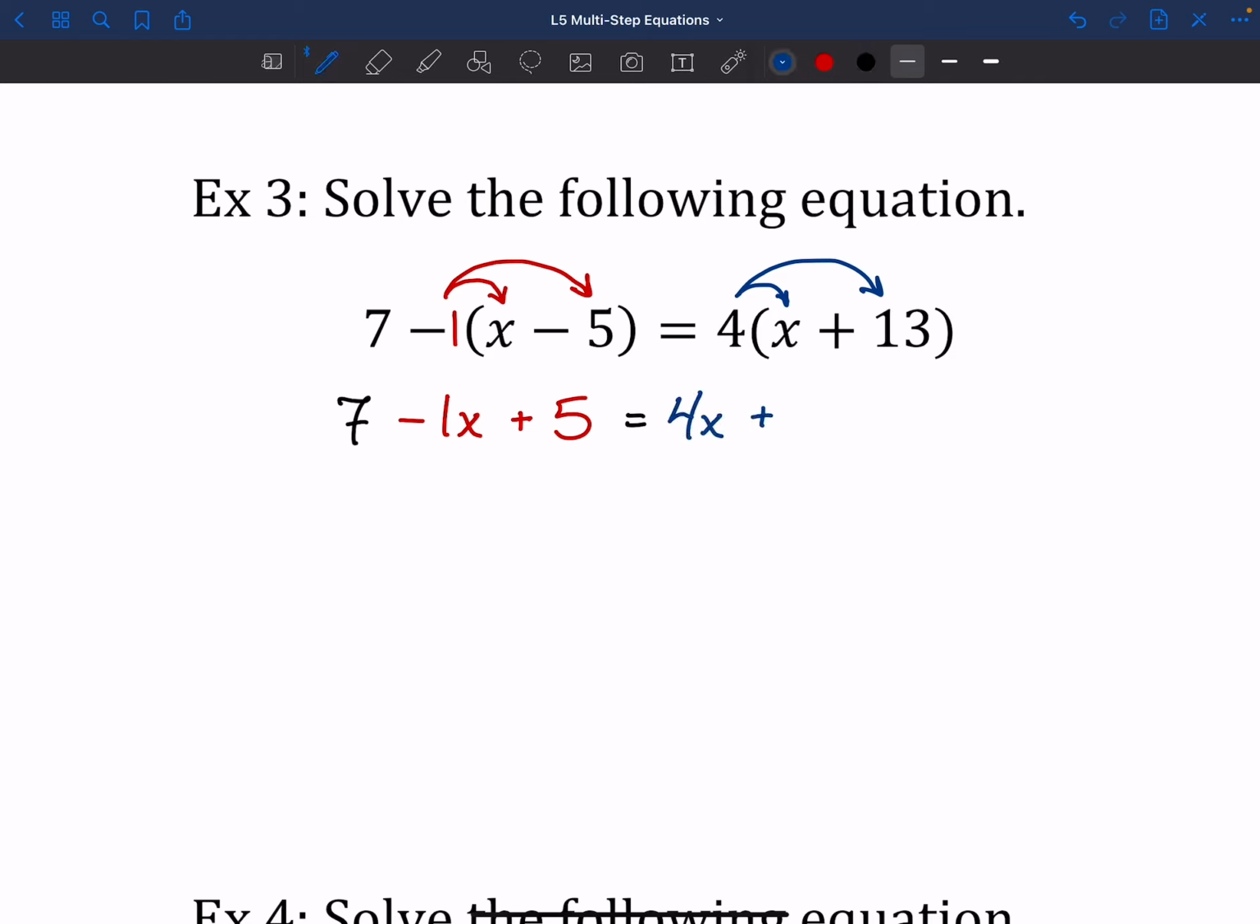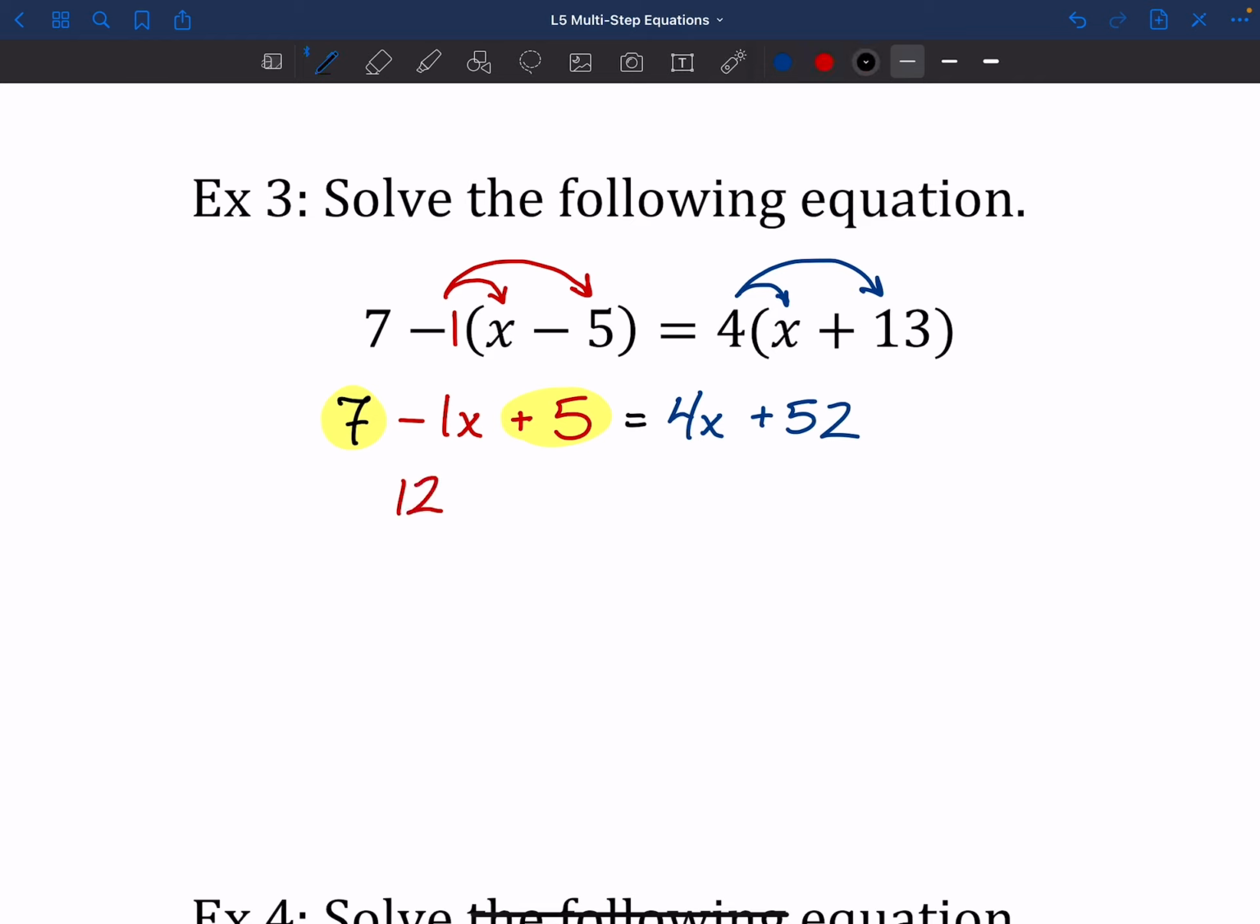Right, so we just did our distribution. Now our next step is to combine any like terms. Right, so I'm noticing over on the left side we have a 7 and a 5, and those sure seem like terms to me. So what we're going to do is we're going to smush those together. All right, so 7 plus 5 is 12.